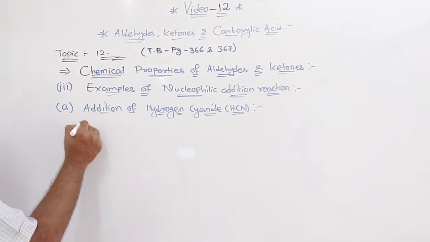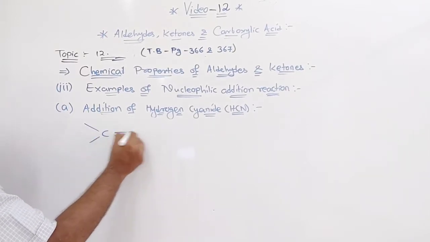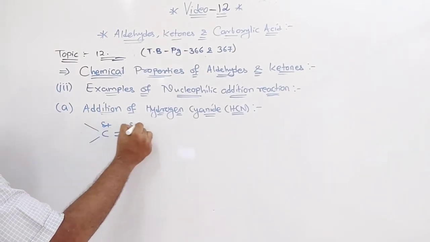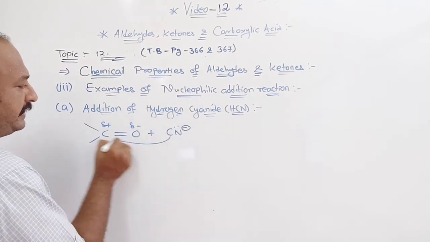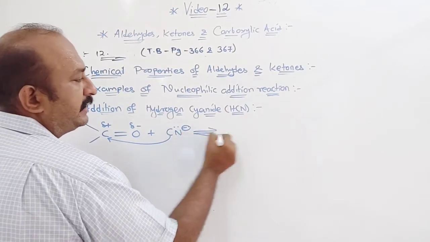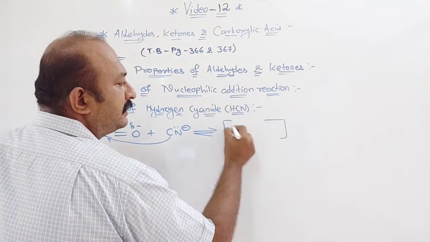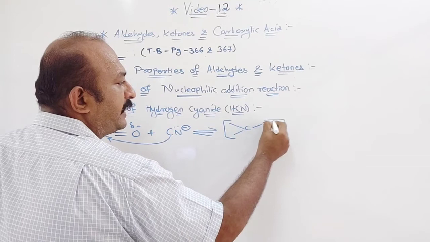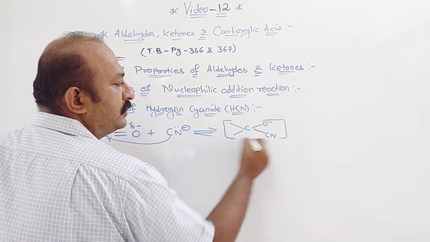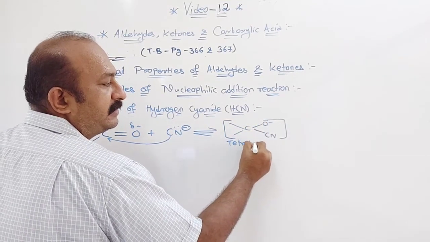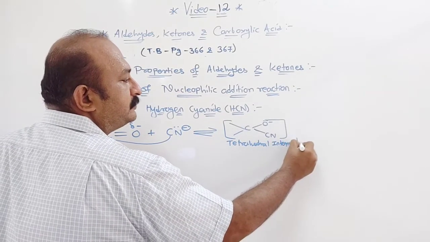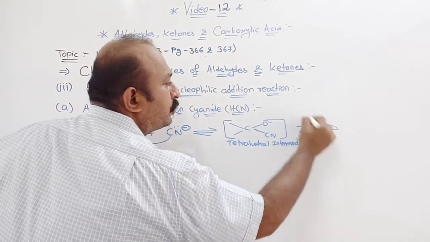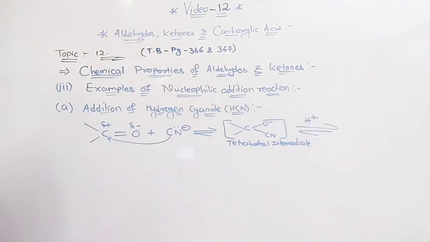Now you can see here the general form was like this: C double bond O, with delta plus and delta minus. CN minus is the nucleophile that will attack at this carbon. What you will get is a tetrahedral carbon here with O minus and here CN. So this is your tetrahedral intermediate.